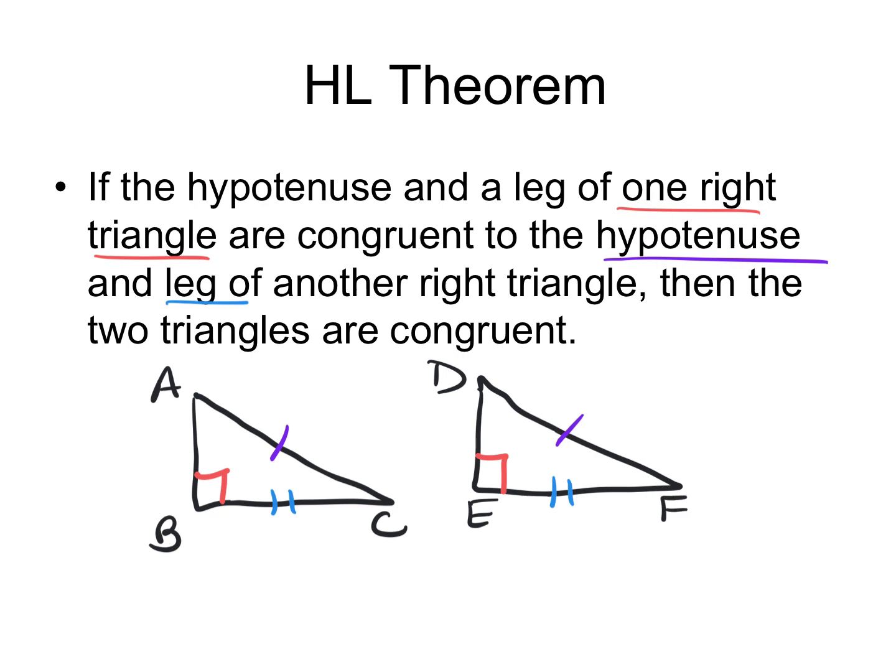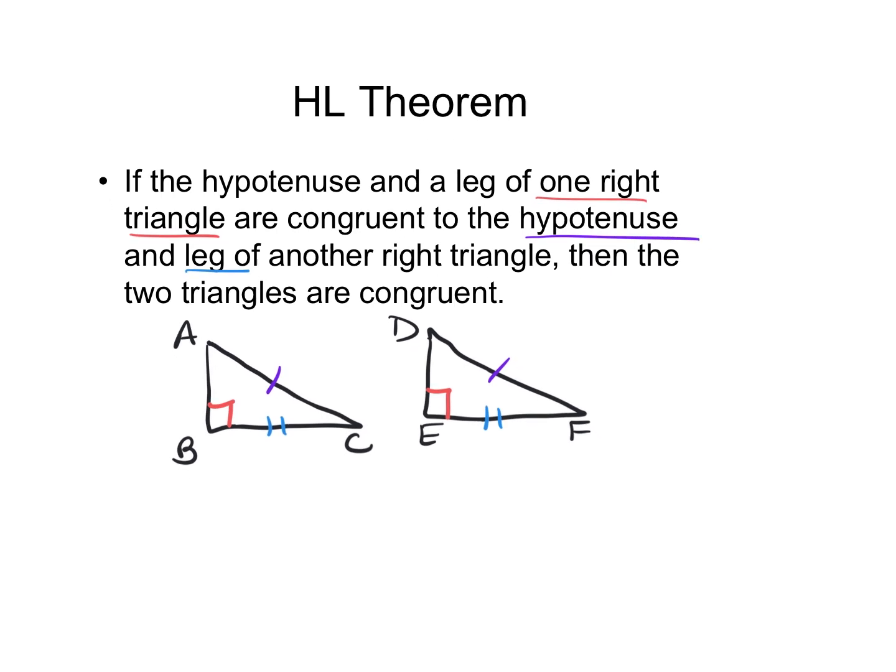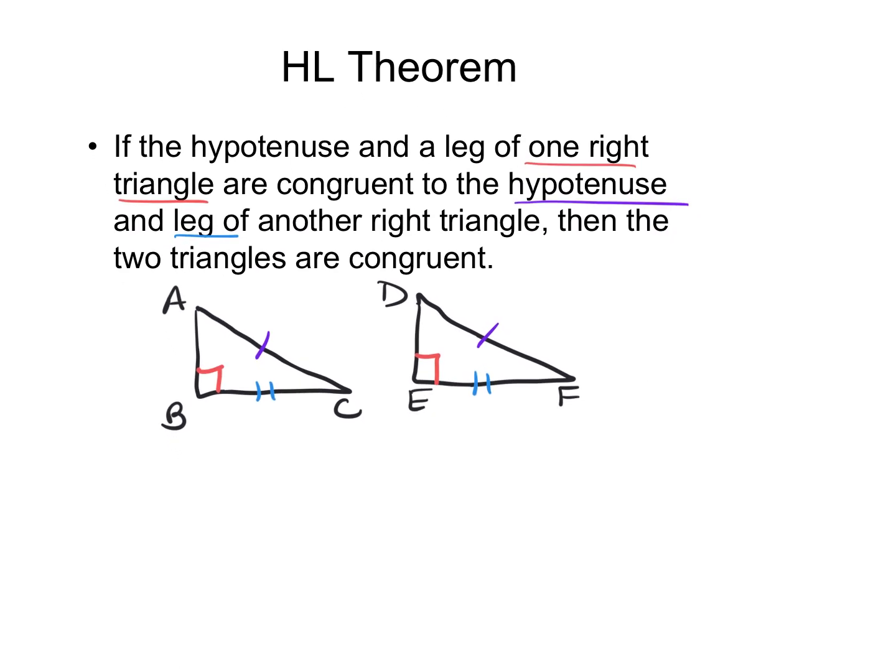So now, in order to show that these 2 triangles were congruent using hypotenuse leg, the first thing I need to establish is that I have right angles in the triangle. So if I show that the measure of angle B equals the measure of angle E, and they're both 90, that tells me that triangle ABC and triangle DEF are right triangles.